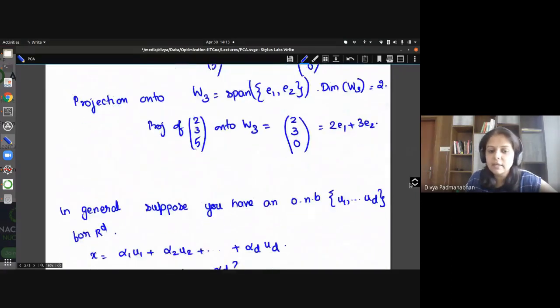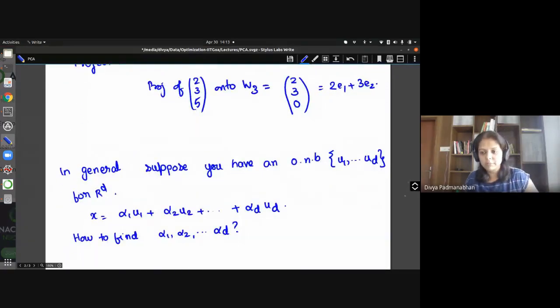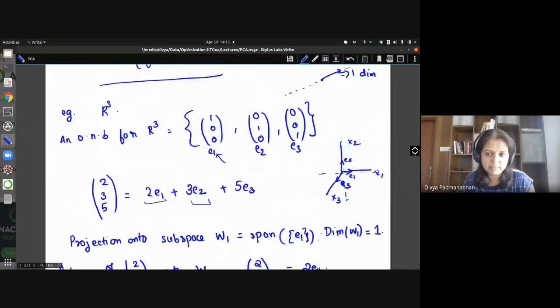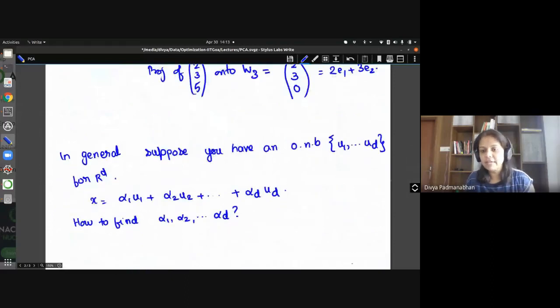So in general, suppose you have any orthonormal basis. What we took here was the standard basis. In general, if you have any orthonormal basis, U1 to UD, so if it is a d-dimensional space, Rd is the original vector space. So any orthonormal basis has to have d vectors.